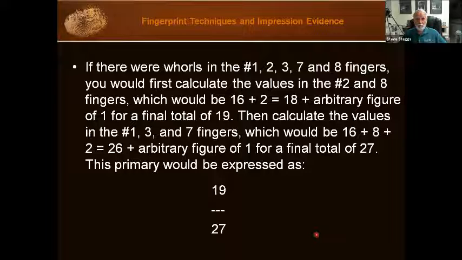That's how we get our primary. It's just the whorls. You add up the values of the even across the top for the top number, the odd for the bottom number, and you always add 1. Now it's possible to have 1 over 1, which means there's no whorls. Or you could end up with 32 over 32 if the entire card is whorls. If all 10 fingers are whorls, it would be 32 over 32. All right, so that's the primary.